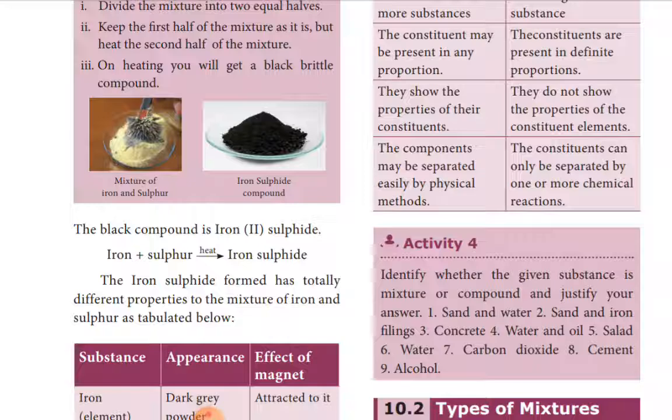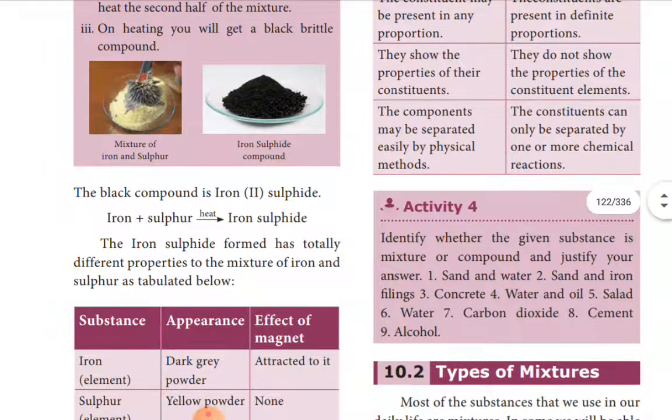This chemical compound cannot be separated using the magnet. When you bring the magnet to the iron sulfide compound, the iron particles cannot be separated from the iron sulfide because these two are chemically combined. So chemically combined elements cannot be easily separated using a physical method. Bringing a magnet to the iron sulfide is a physical method. Using a physical method, you cannot easily separate iron from the iron sulfide.